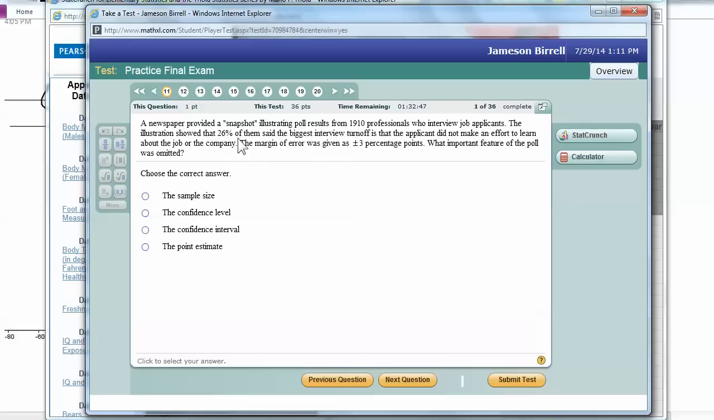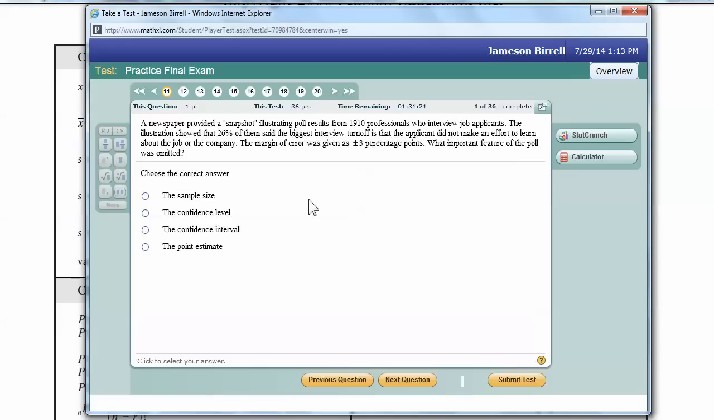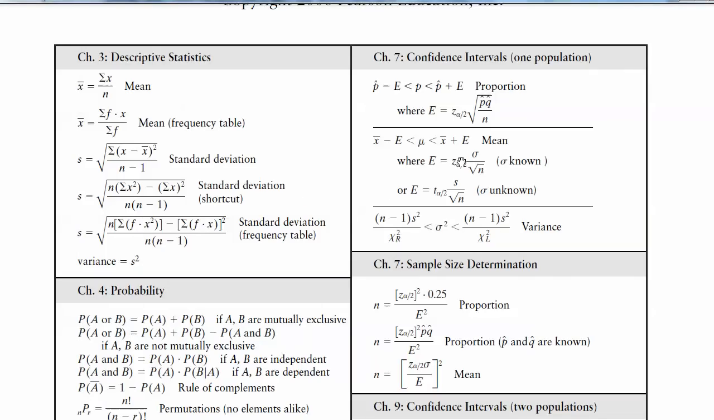Show that 26% of them, blah. So we've got the margin of error, and we can work backwards from that for a lot of information. This is a tough question in some sense. I'm not sure what they're expecting me to imply and not imply.